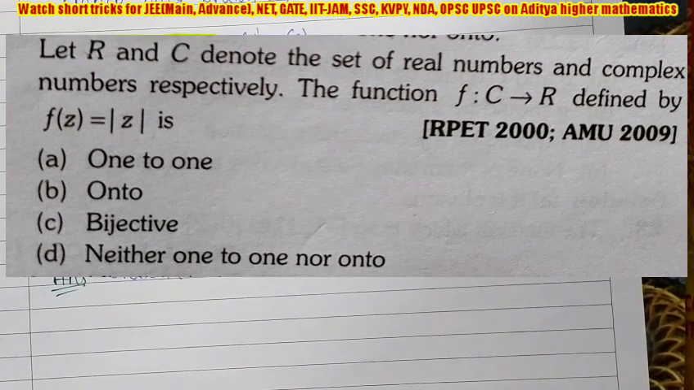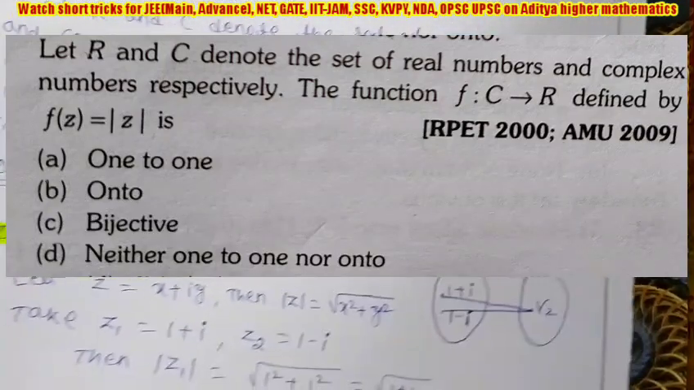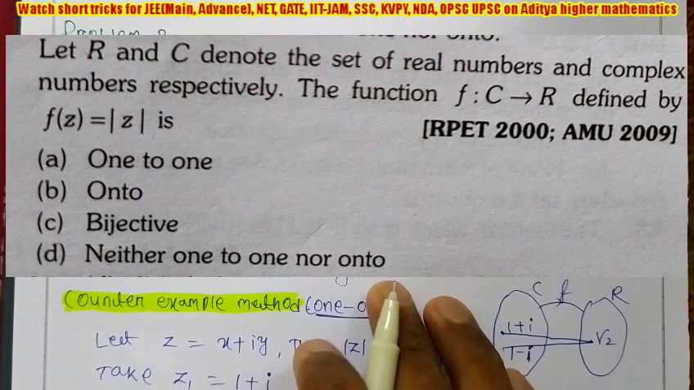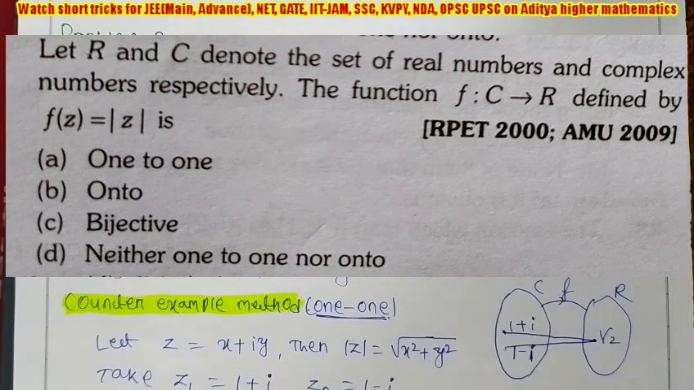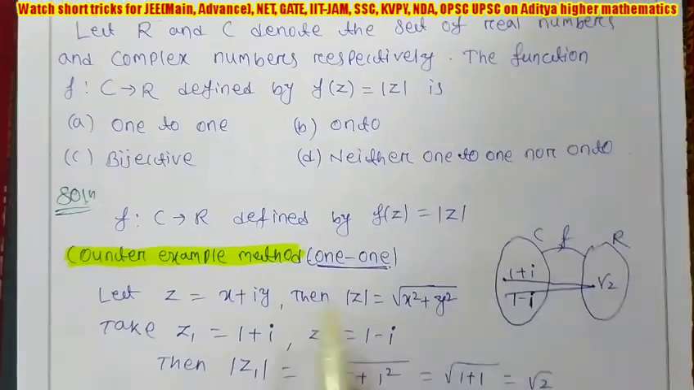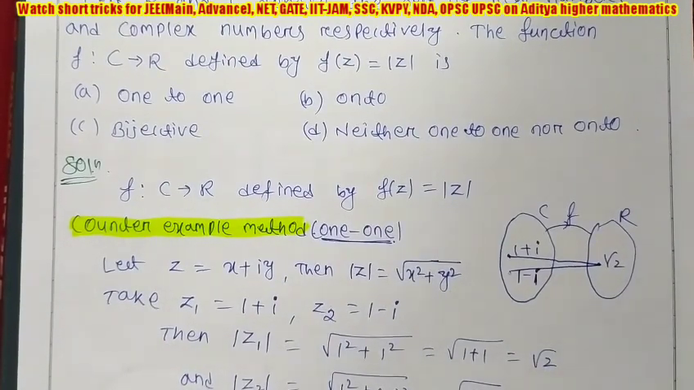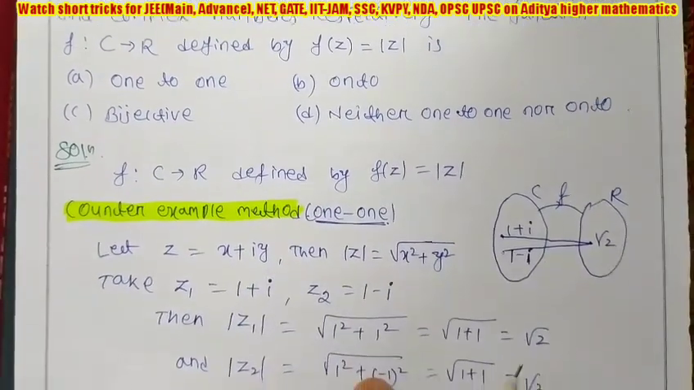And the function is given as modulus z. So we will see which option is correct. So here f is a function from complex numbers to real numbers. And the definition of the function is given, f of z is mod z. And the modulus of a complex number is a complex number concept. So first I will check one-to-one. And here I am using the counter example shortcut method. About this method I already made one video in my how to check one-to-one function using short tricks. You can watch this video.